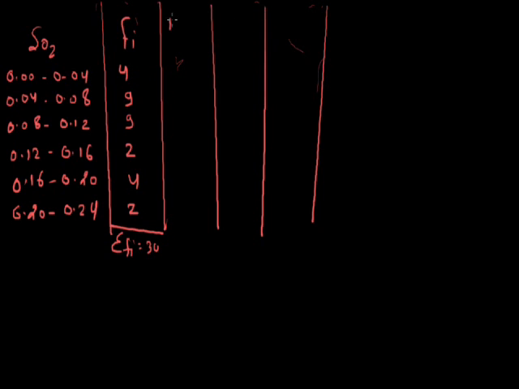Now the mid values are 0.02, 0.06, 0.10, 0.14, 0.18, 0.22. The class width is 0.04. So now find di dash.